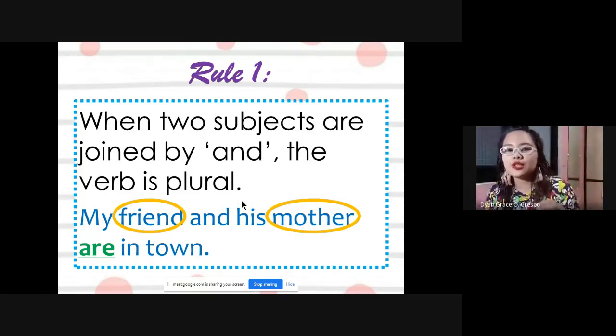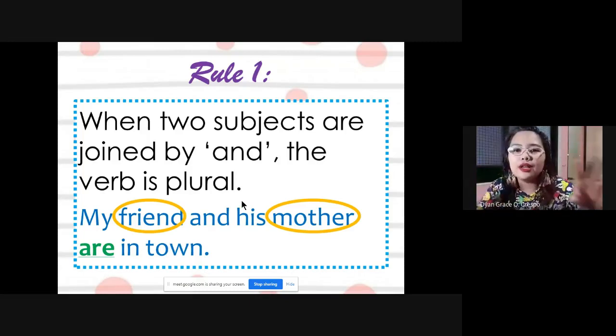So when two subjects are joined by and, the verb is plural. For example, my friend and his mother are in town. So as you see, and means plus. In mathematics, when we say and, it is addition. It's also the same with grammar. Say you are now looking at two subjects, your friend and also your mother. So therefore, it should be are, because there are two subjects, there are two persons.